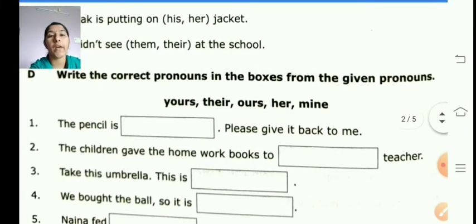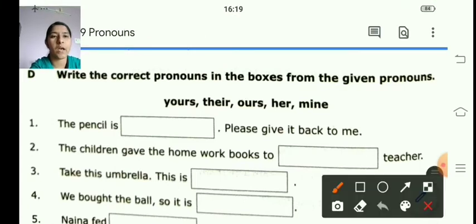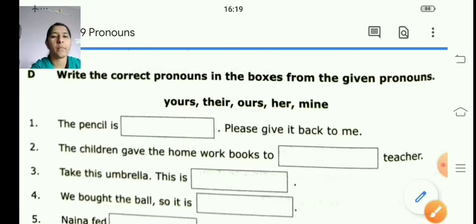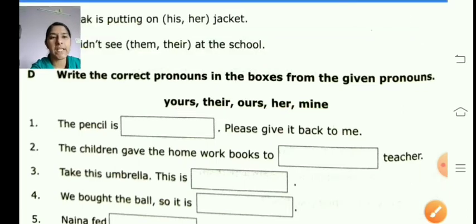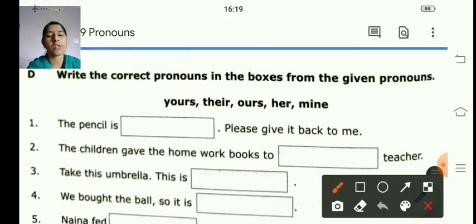We finished it. Now the next Roman number here. Okay. Write the correct pronouns in the boxes from the given pronouns. So you're going to choose from the given pronouns. So here you can see the pronouns here. So you can just choose it from them and write it here. The pencil is dash. Please give it back to me. The pencil is mine. So the first box you will write mine. Okay. The pencil is mine. Please give it back to me.